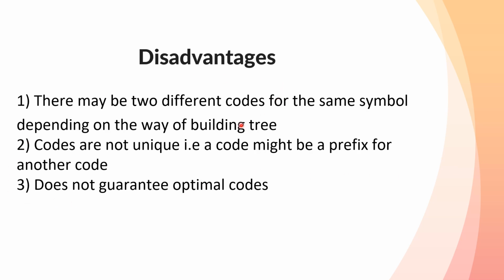The disadvantages: there may be two different codes for the same symbol depending on the way of building the tree. So when the same symbol has two different codes, we say the codes are not unique. They are not instantaneous codes, so a code might be a prefix for another code. It is also not guaranteeing optimal codes. That is the drawback of the Shannon-Fano coding technique, but it is very simple.